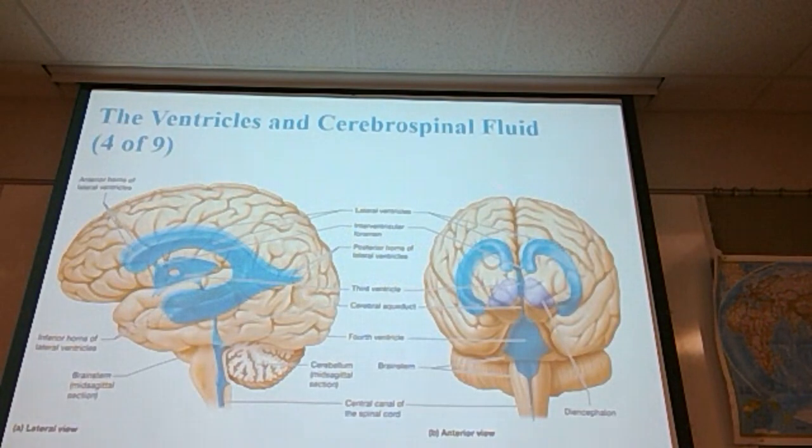And there you see, again here, see how they sort of look like ram's horns? Here, there's your horseshoe. But you see here's the little connection from the left and right that goes into the third ventricle, and then you have a connection that goes into the fourth ventricle, and then the fourth ventricle passes into the spinal cord.